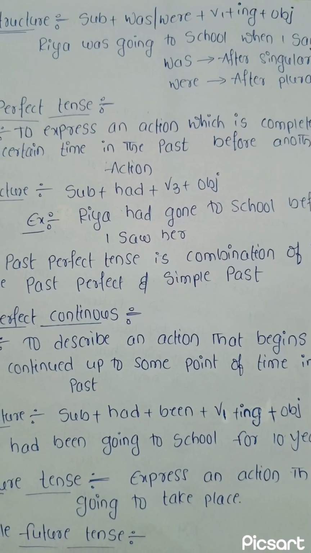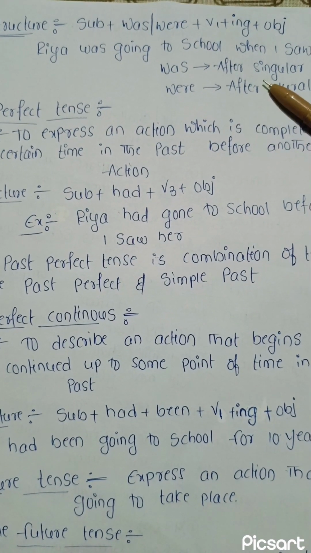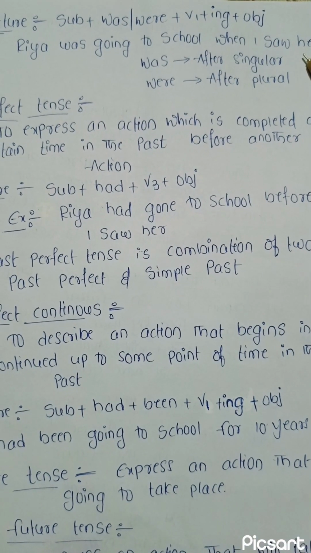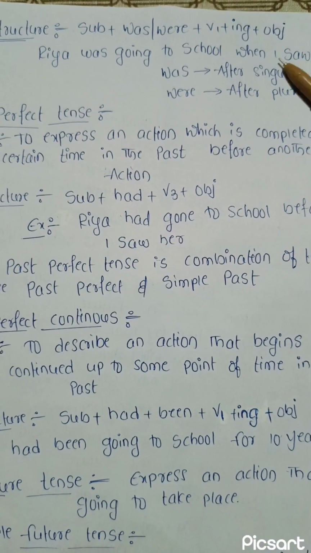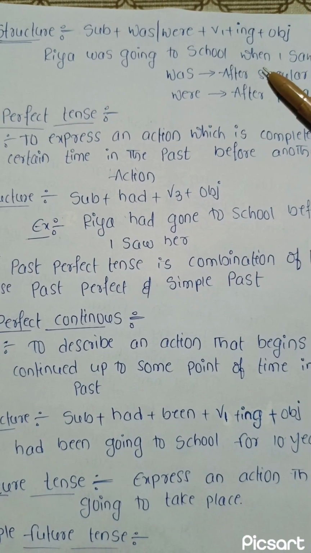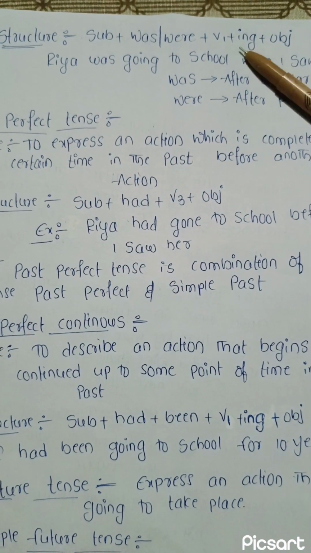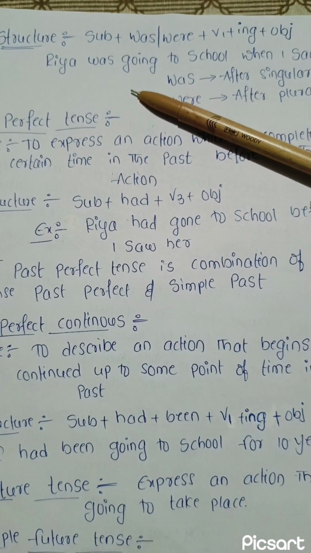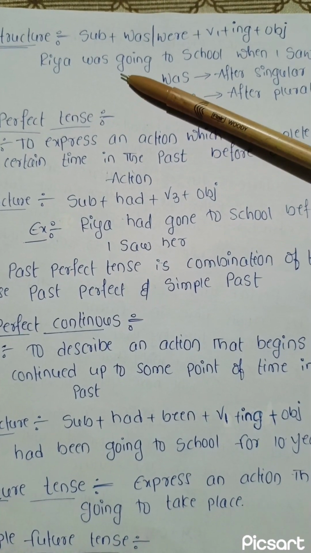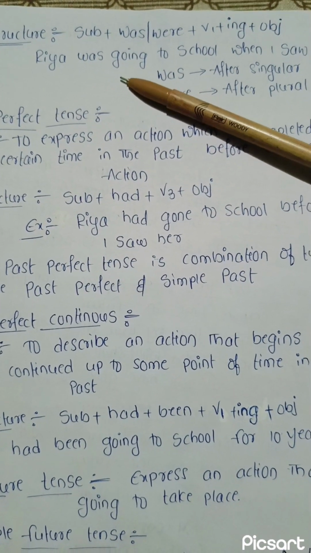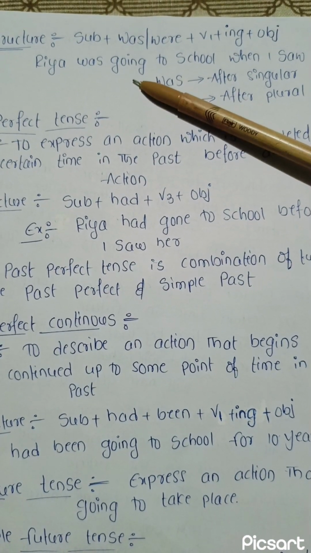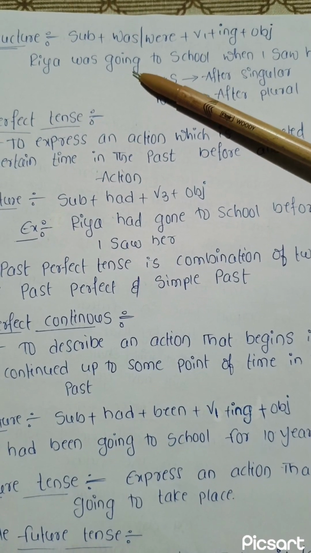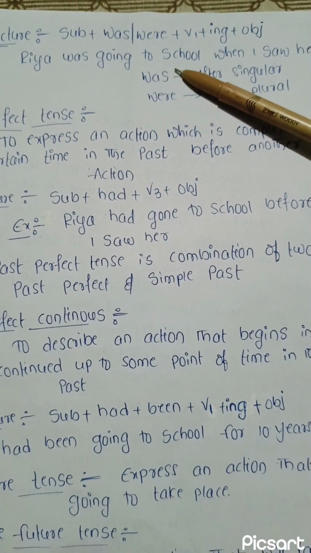For example, Ria was going to school when I saw her. When I saw her is a simple past. We are using simple past in past continuous. It is a combination of two tenses. Here, what is the subject? Ria. Ria is a subject. So, after singular nouns, we have to use was. Ria was going to. Here, go is a verb one. For that, we are adding ing. It will become going. Ria was going to school when I saw her.